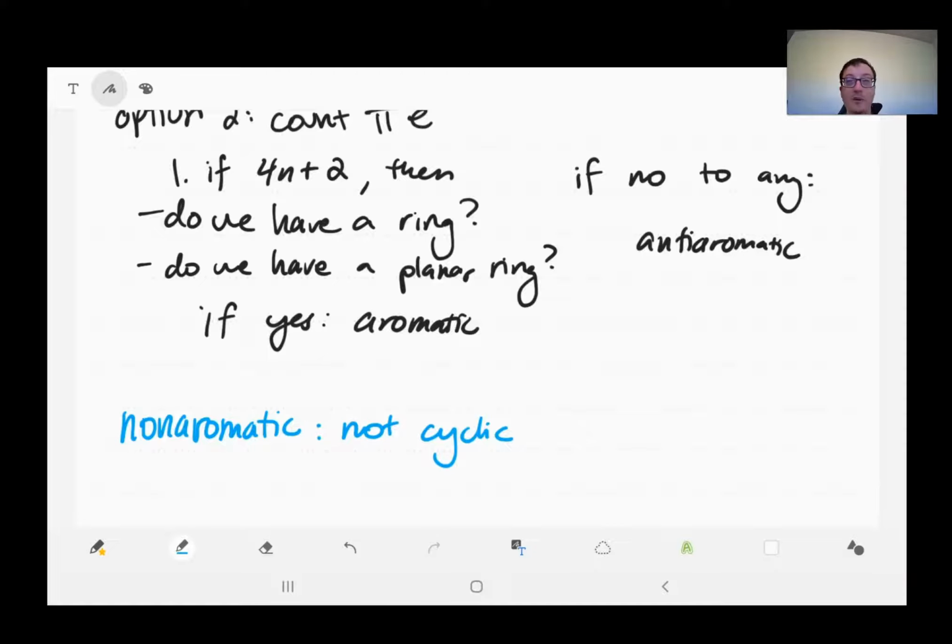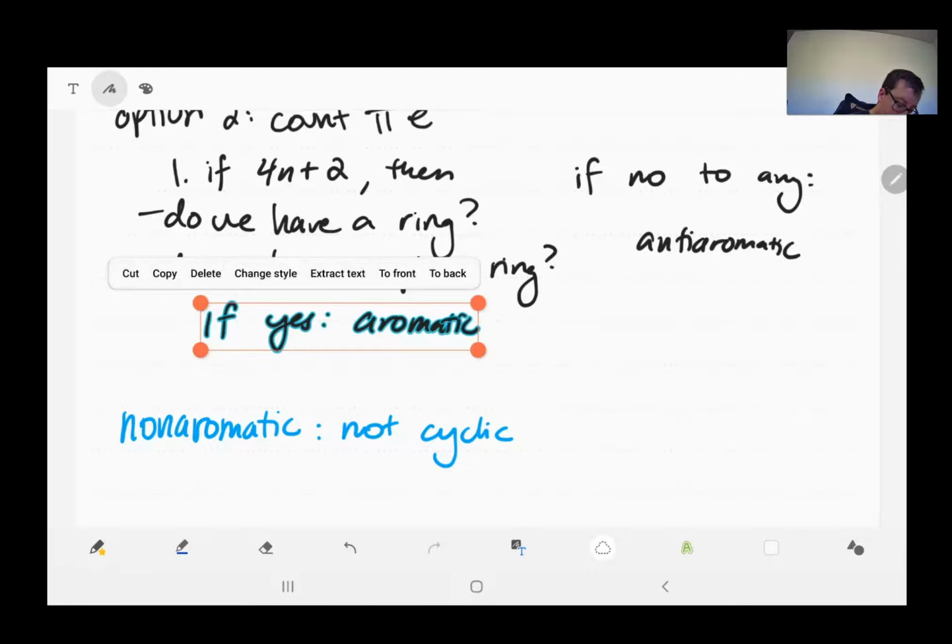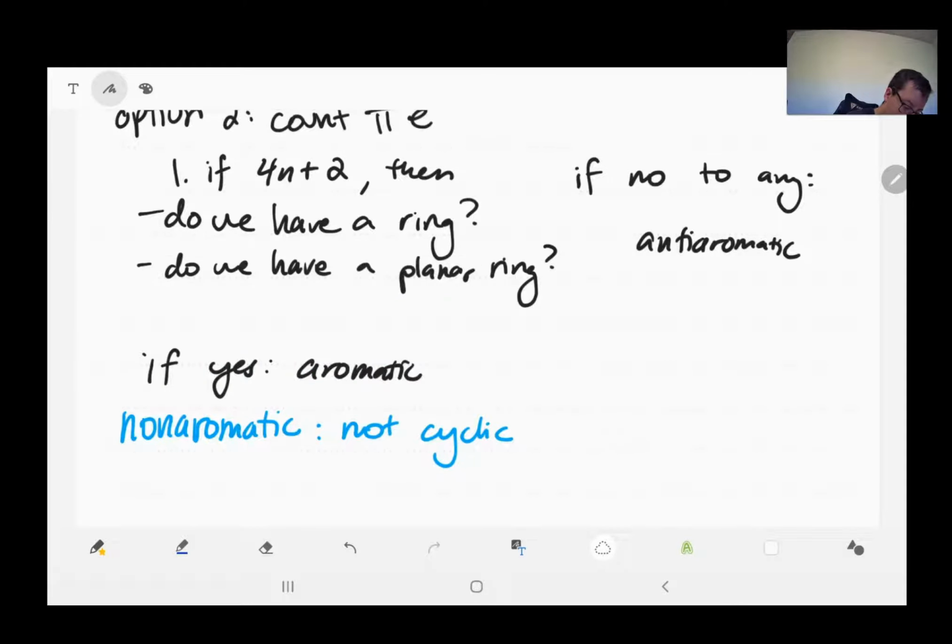So something that's non-cyclic that could still have 6 pi electrons, that would be non-aromatic. If we've got 4 pi electrons, we're going to be anti-aromatic. If we're 4n plus 2, also with a ring that's planar, then we're okay. Then we're aromatic. So that's kind of the distinction there. I think I want to clarify this a little bit more, actually. What I mean by planar ring is that we have continuously overlapping p orbitals. That's what I mean by planar.